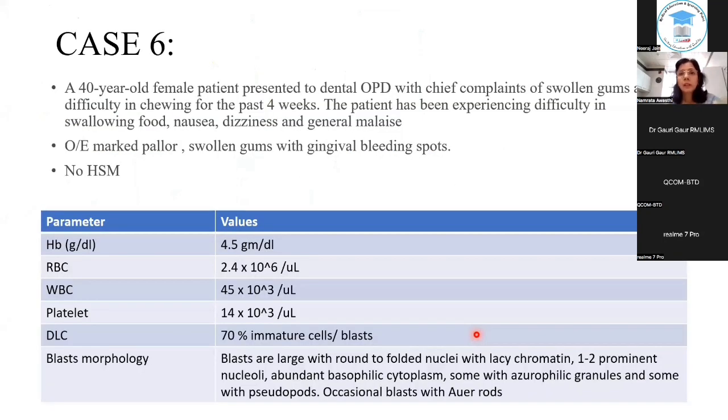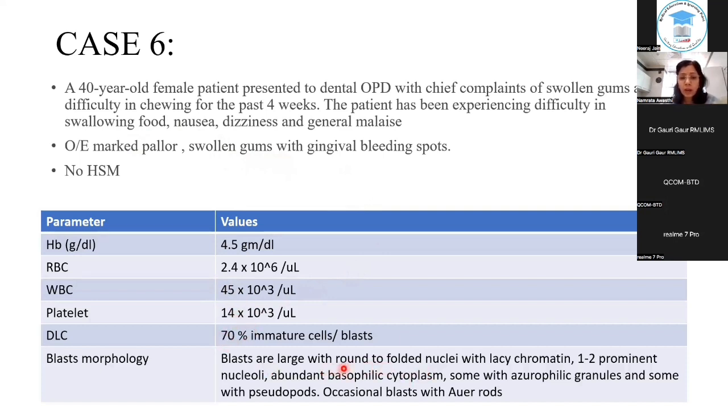Now, case 6, this is a 40-year-old female presented to dental OPD with chief complaints of swollen gums. I think I'm running short of time, so I'll go quicker now. This patient has been experiencing difficulty in swallowing food along with nausea, dizziness, and general malaise. She had swollen gums and gingival bleeding spots. The WBC count is 45, platelets are 14, and DLC showed 70% immature cells, which are blasts.